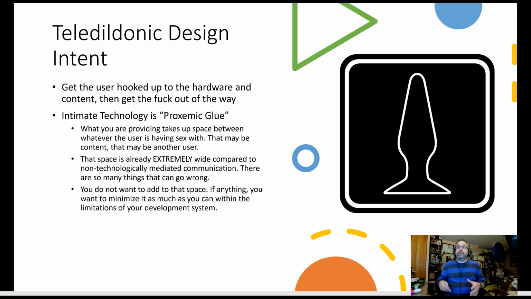There are so many things that can go wrong, too. The Bluetooth can fall out, the network can go off, the toy can run out of power, who knows what. You do not want to add to that space too. If you are creating these interfaces, you want to look at that analysis framework in a way that allows you to minimize the space as much as possible within your power.